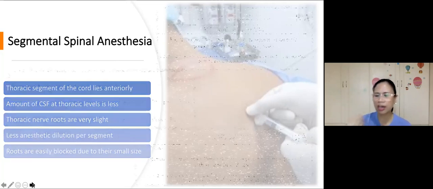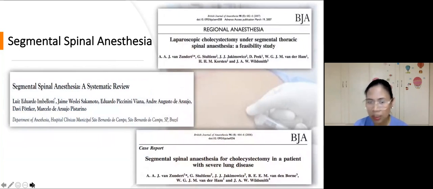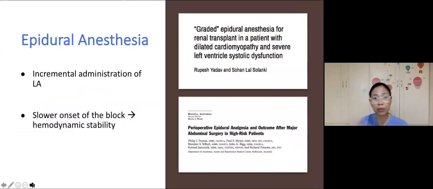Laparoscopic cholecystectomy, open cholecystectomy, and breast surgery, especially if the patient is high risk, benefited from segmental thoracic spinal anesthesia. Because, like I mentioned earlier, the block is just within the area to be operated upon, right? And of course, let us not forget the good old epidural technique, wherein if we give our local anesthetic in increments, then there will be a slower onset of the block, affording hemodynamic stability.